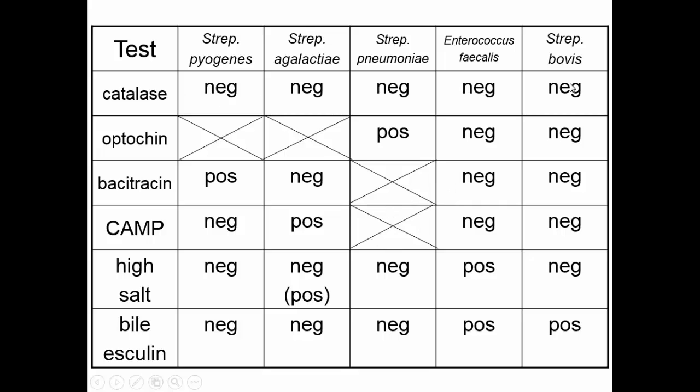All of the strep and enterococcus are catalase negative. Only strep pneumoniae is positive for Optochin. Only strep pyogenes is positive for bacitracin. Only strep agalactiae is positive for the CAMP test. Only Enterococcus will grow in high salt broth. However, both Enterococcus and Strep bovis are positive for bile esculin. These two are separated based on the fact that Enterococcus is positive for both high salt and bile esculin, while Streptococcus bovis is negative for high salt but positive for bile esculin.